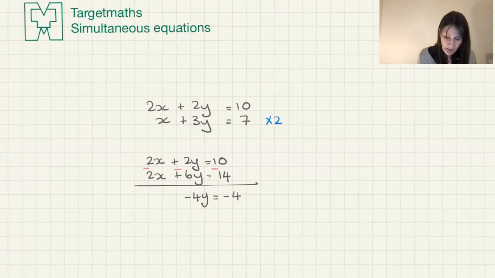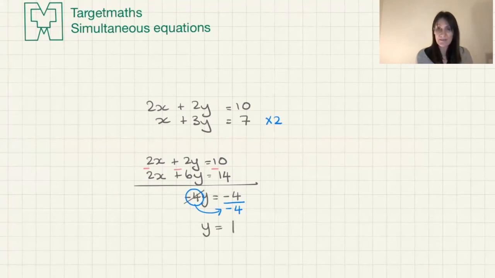If I want to know what y equals, I'm going to get it on its own. So I'm going to pick up my times by minus 4. It will land as divide by minus 4. Y is now on its own because I've moved that. And it's going to equal, how many 4s in 4? 1. The 2 negatives make it positive. So my y is equal to 1.